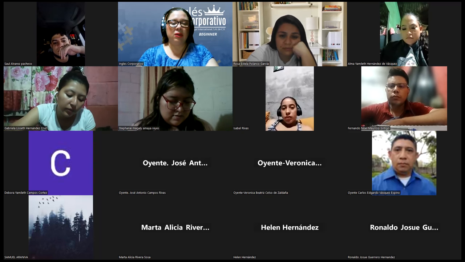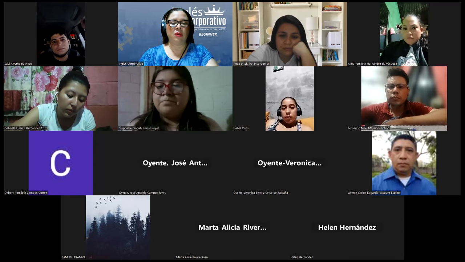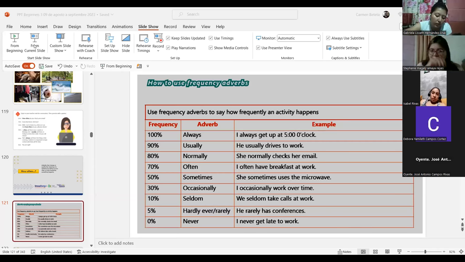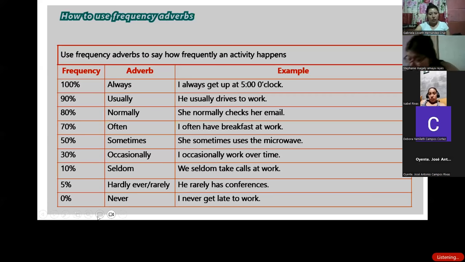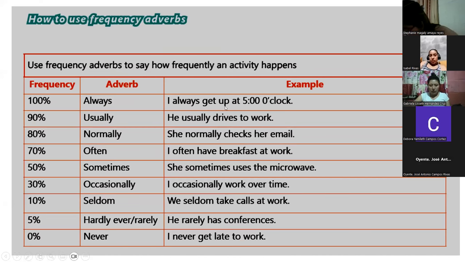Okay, then we have the word order right here. You see, between the subject and the verb, all right? Esa es la norma o la regla, ¿verdad? La regla dice que el adverbio de frecuencia va entre el sujeto y el verbo, between the subject and the verb. I always get up at 5 o'clock.